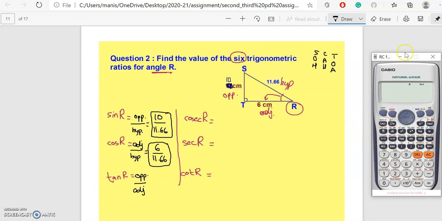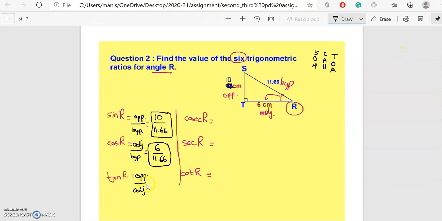Now the next one is opposite over adjacent. Opposite is what? 10. Adjacent is what? 6. Now if you type this in the calculator, it will give you what? 5 over 3 in the simplest form. You have to type it in a calculator to get this answer.